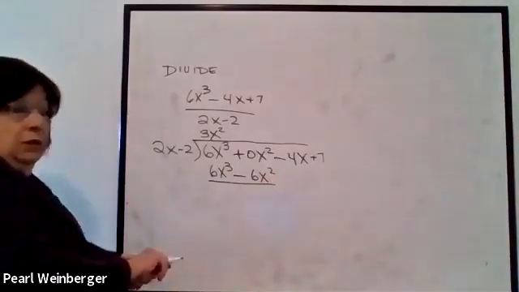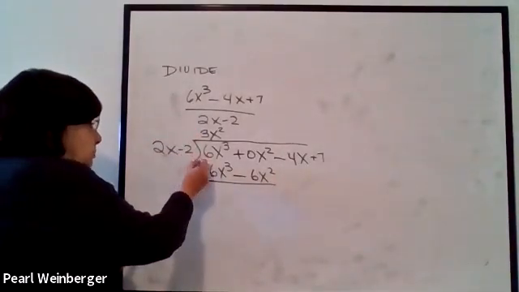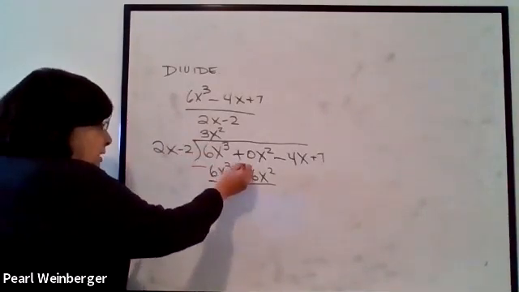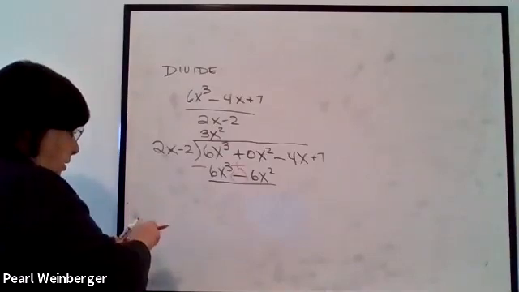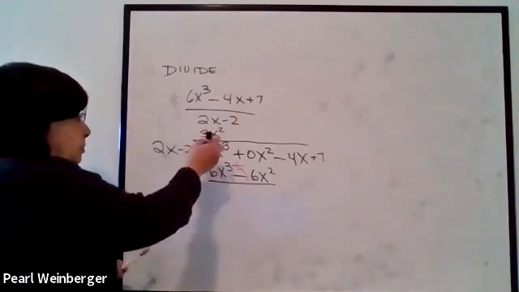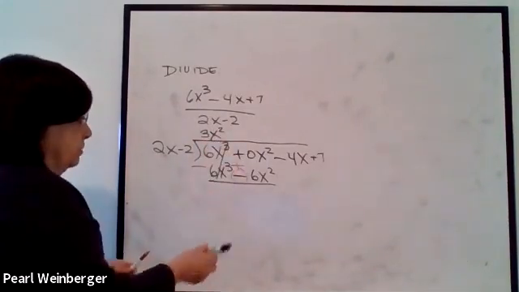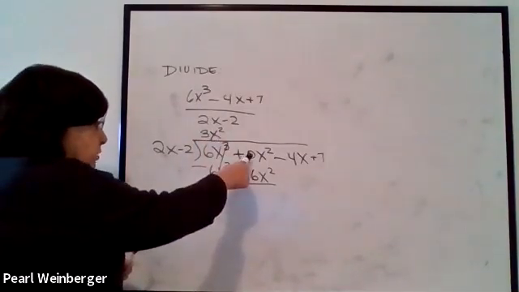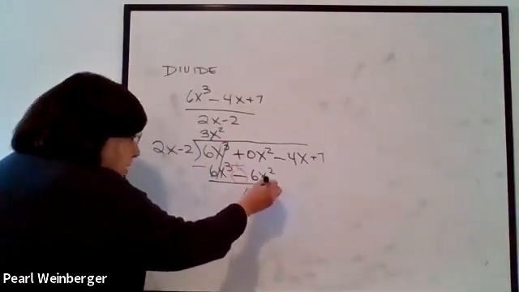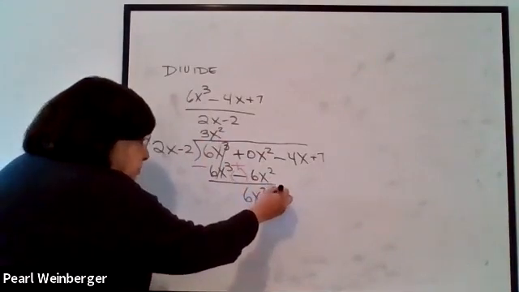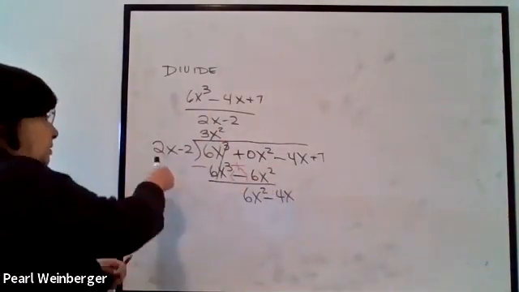Okay, now we're up to the subtraction. So this 6x cubed is going to become a negative. The negative 6x squared is going to become a positive. When we combine the 6x cubed and the negative 6x cubed, they cancel. And when I have the 0x squared plus the 6x squared, that gives me 6x squared. I bring down my next term, which is negative 4x, and I proceed like I did before.